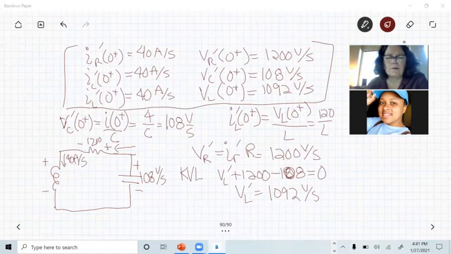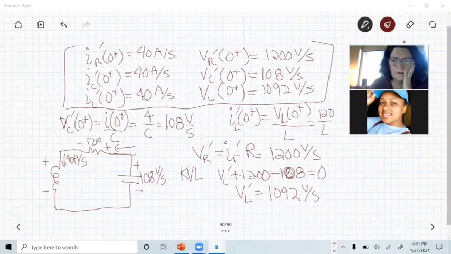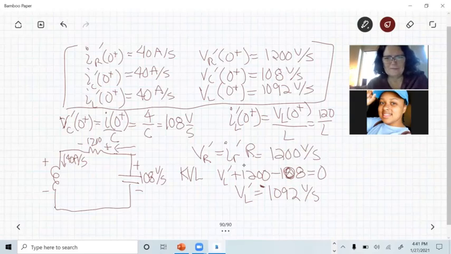Why? Oh, Gerardo. In my solution, it is negative because I defined the direction differently. Let me see if I got it right. You're right, Gerardo. It's like that. Let me put it here. VL negative. You can see what I did.